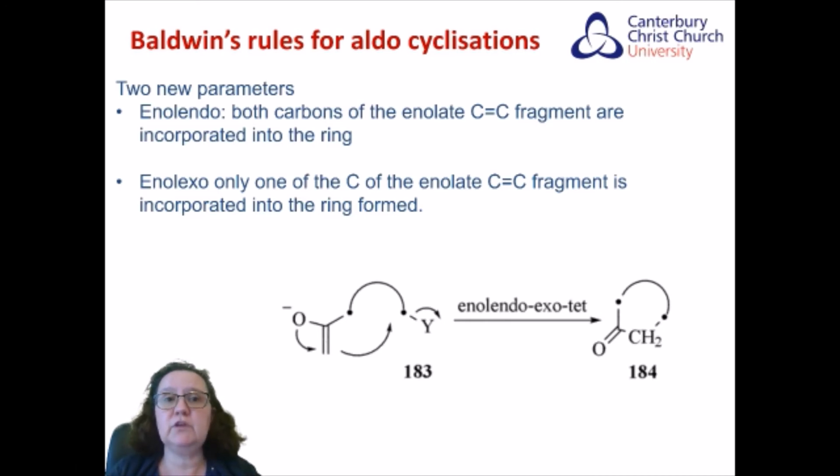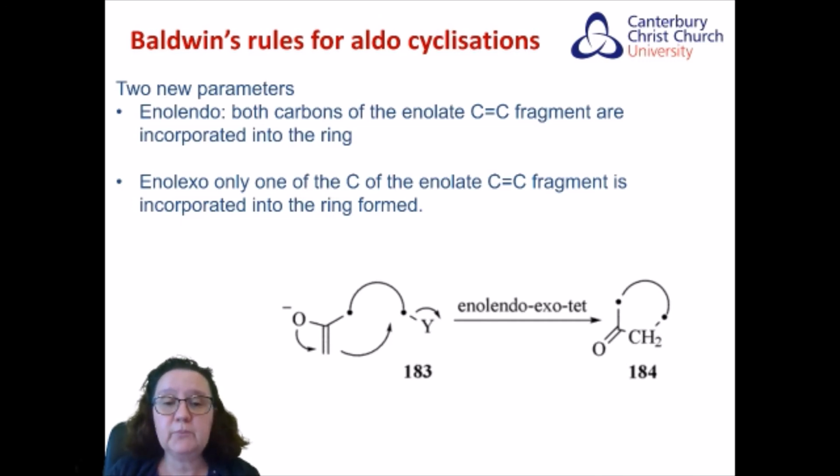Baldwin adapted its rules for aldol cyclization. Basically the exo and endo and the tet, trig, and dig parts are the same, but he came up with two different parameters, enol-endo and enol-exo. Enol-endo is a process in which both carbons of the enolate fragment, the carbon-carbon double bond, the enol group, are incorporated into the ring that has been formed. And enol-exo is when only one of the carbons of that carbon-carbon double bond is incorporated into the ring.